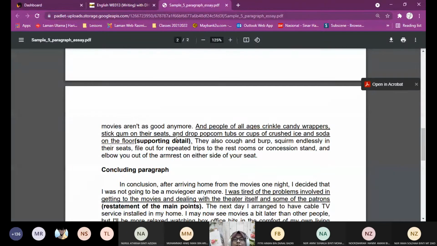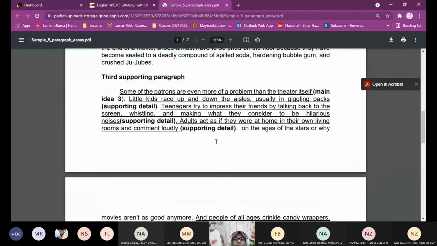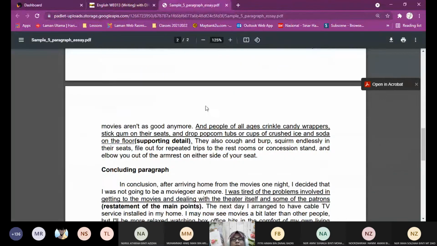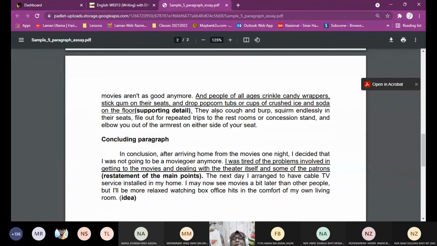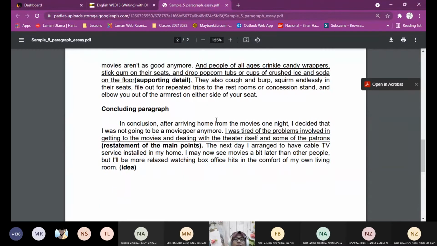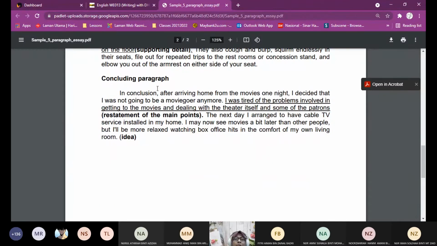Enough about this paragraph, talking about just the behavior. If you look at the sample later on, you can see that everything relates to main point 3. So we can see that the writer really fulfills whatever he or she has promised in the thesis statement. And then the concluding paragraph, the last one, the fifth paragraph in the essay.